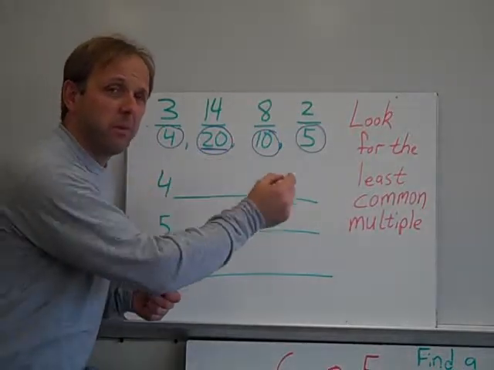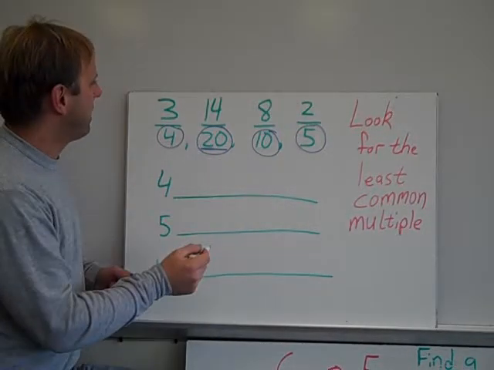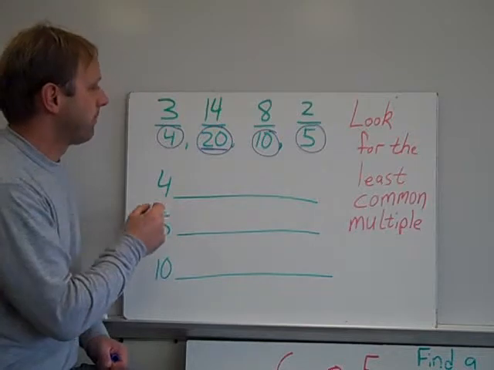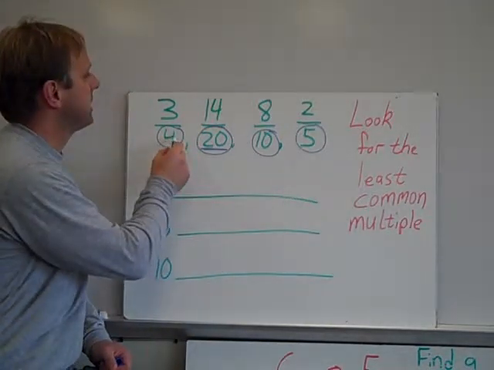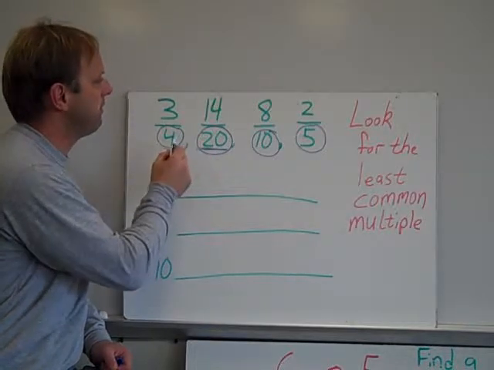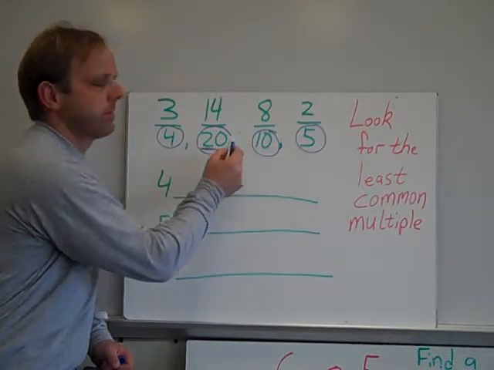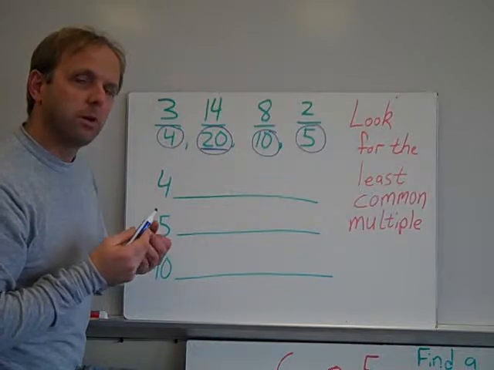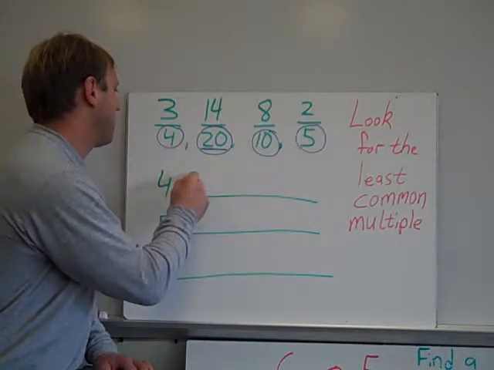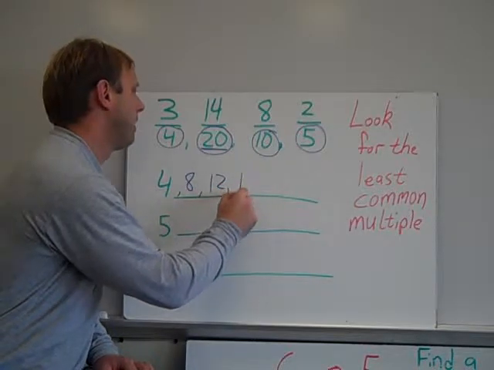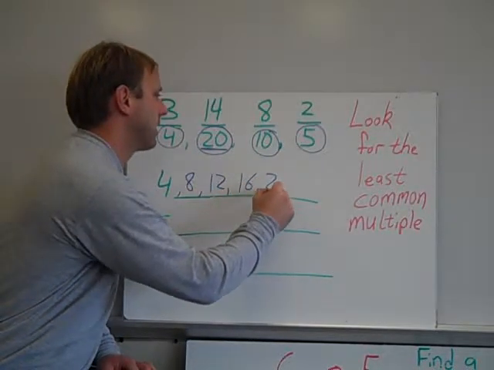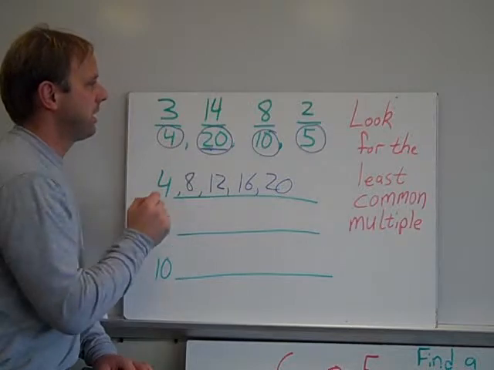And then I look at all my other numbers and see, can I find a multiple that gets me to 20? Now to show you every step, most of you can pretty quickly say, yes, I can multiply 4 times 5, 10 times 2, or 5 times 4. But I want you to see the whole process. So I would write my multiples. I would skip count until I got my greatest denominator.